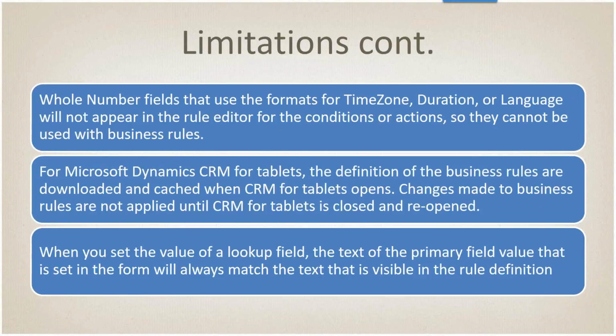Okay, whole number fields that use time zone, duration, or language will not appear in the rule editor because you really can't do anything with them anyway. Like any of the metadata stuff, if you're using Dynamics CRM for mobile or the tablet, it will download the stuff whenever you first start it up. So if you have metadata changes, you'll have to make sure you sync. If it's not syncing correctly, you may have to manually resync. Basically, for the lookup field, the primary text value, when it's set, always matches the value of the rule definition. So that's one of the weird things in there.